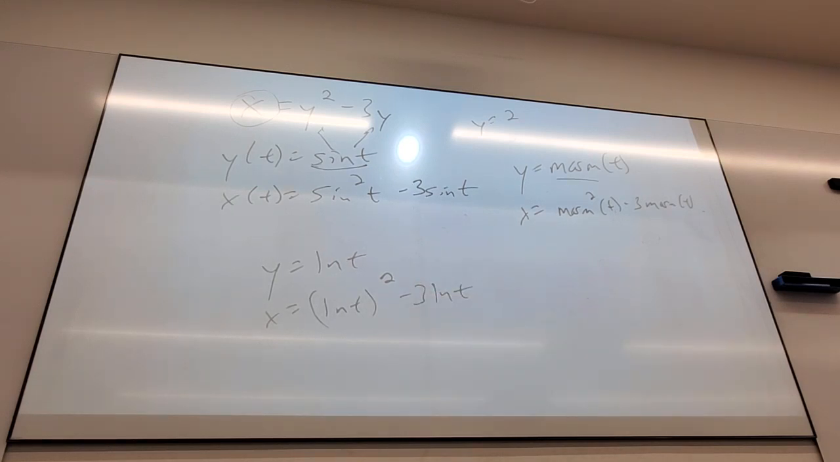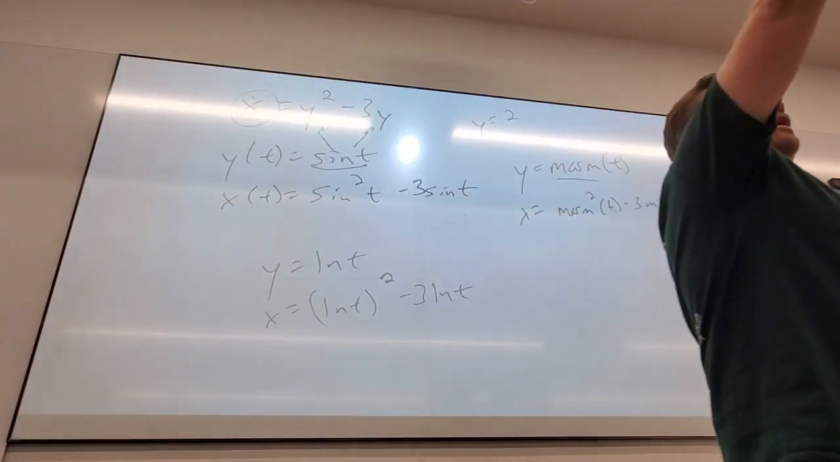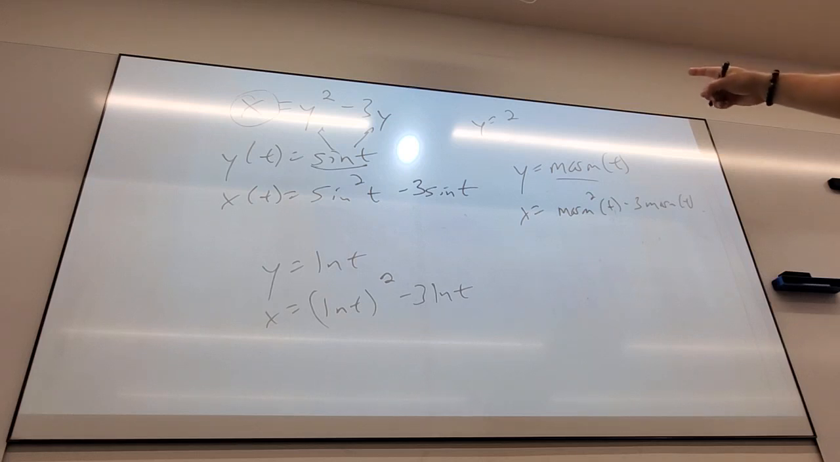I needed everybody to be at least there with me before I could keep going. If I choose y to be sine, what's the biggest y could be then? If y is sine of t, what is the biggest output I could have for y? 1. What's the smallest? -1. Yes? So the choice I make will restrict what the graph ends up looking like.